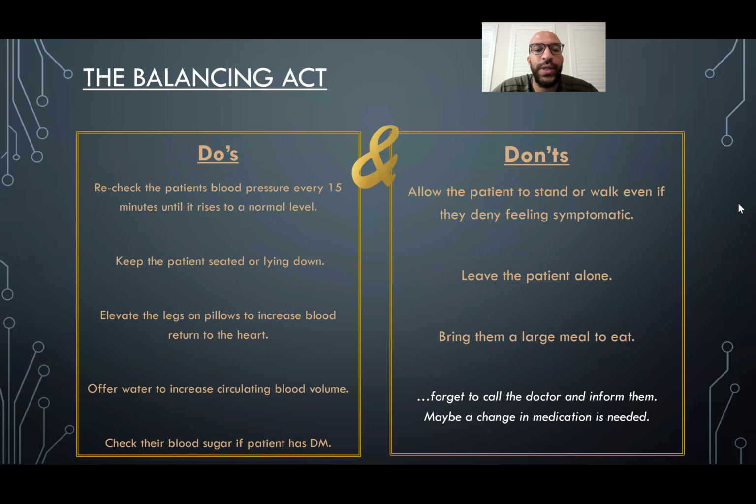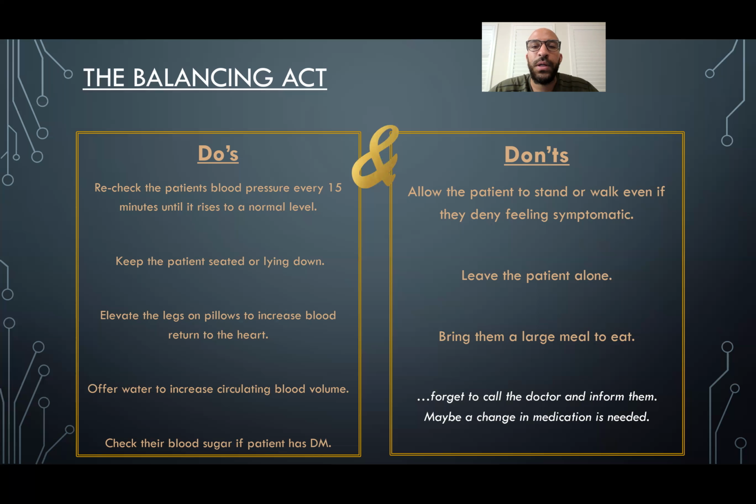Do offer water to increase circulating blood volume. I said that just a minute ago. Offering them water or beverage. And also check their blood sugar. If the patient has diabetes and they are experiencing symptoms of hypotension because their blood pressure was low, we also want to check their blood sugar, because if their blood sugar is low, it could be worsening the effect of the hypotension, and the hypotension and the low blood sugar can be playing off one another, making the symptoms that much worse, making this an even more dangerous situation.